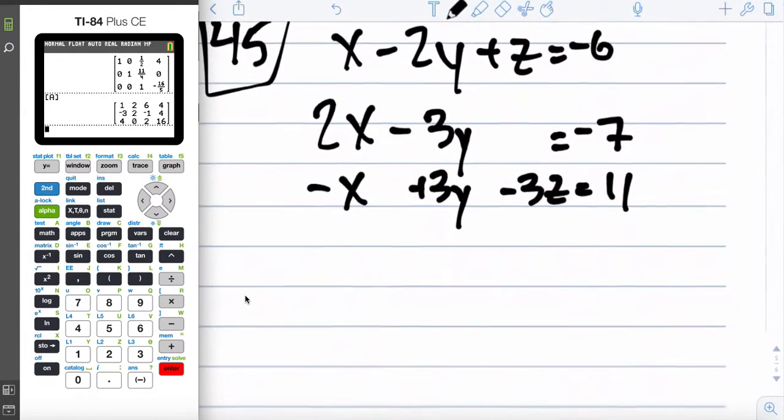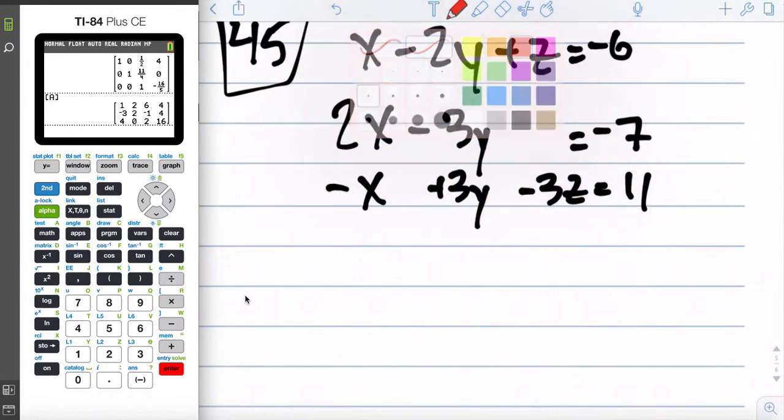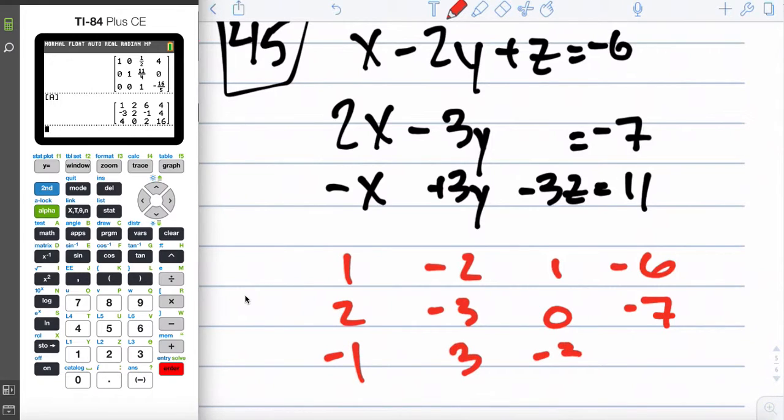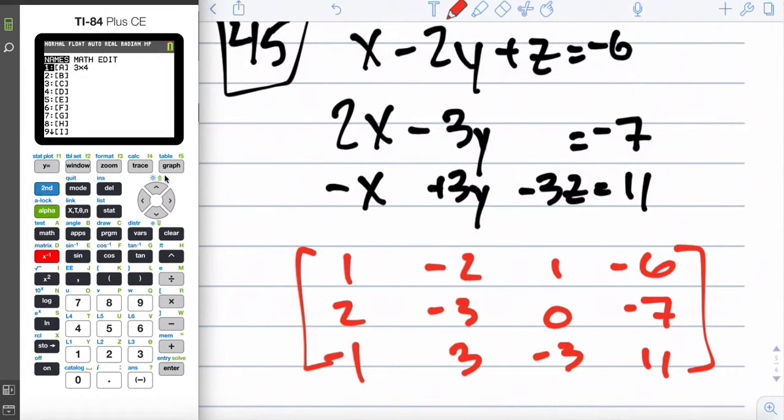So the matrix I want is 1, negative 2, 1, negative 6, 2, negative 3, 0, negative 7, negative 1, 3, negative 3, 11. So I'll go back into my matrix, go second x inverse, get the matrix, go over to edit, to 3 by 4.